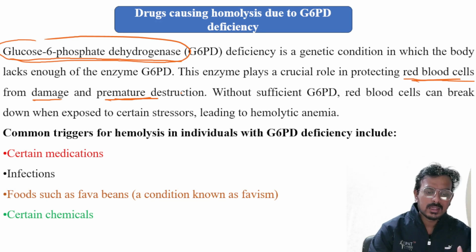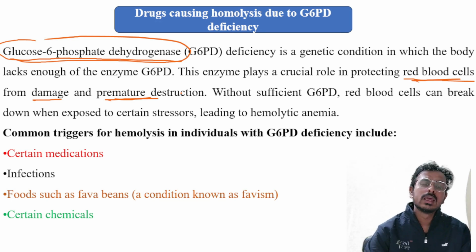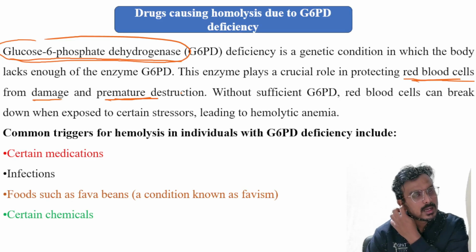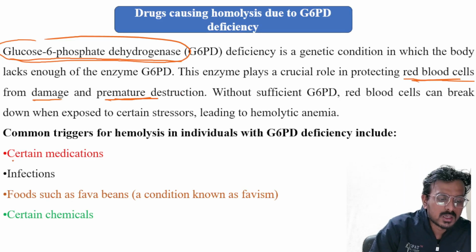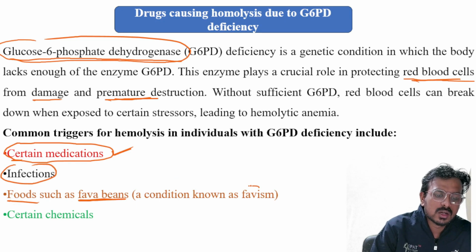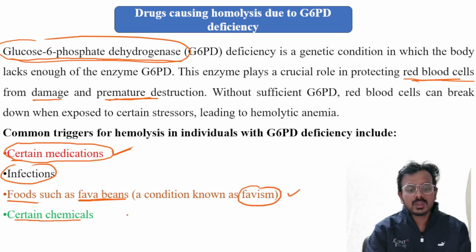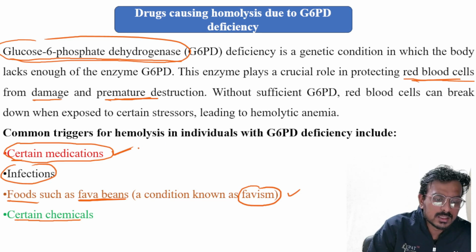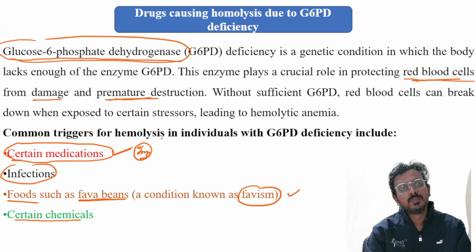There are many stress factors, or stressors, that can damage the RBC, which include certain medications. There are several medications, and I will share a mnemonic to remember their names. Next are certain types of infections, and foods such as fava beans. This condition is called favism. Food and certain chemicals also induce G6PD deficiency. So the main thing to remember in today's class is the drugs that induce G6PD deficiency.